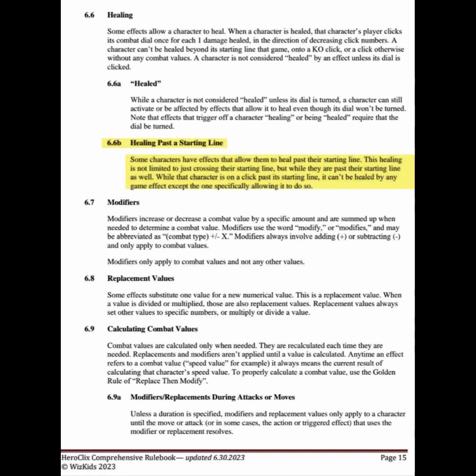6.6b Healing past a starting line. Some characters have effects that allow them to heal past their starting line. This healing is not limited to just crossing their starting line, but while they are past their starting line as well. While that character is on a click past its starting line, it can't be healed by any other game effect except the one specifically allowing it to do so.